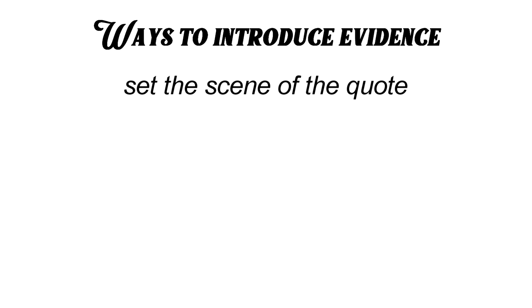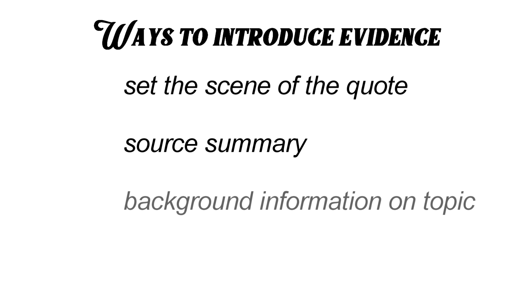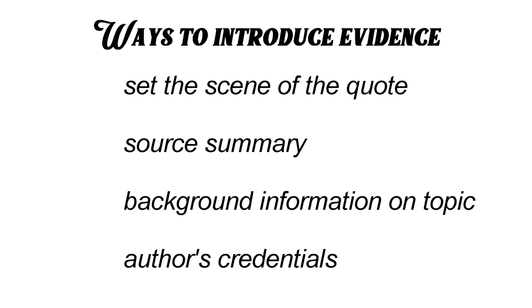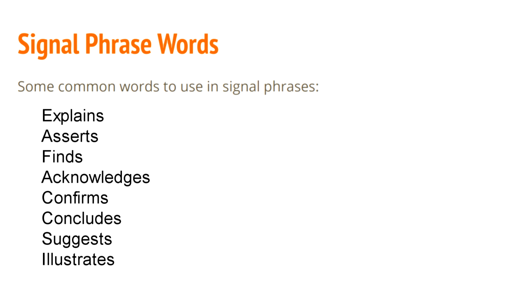Provide context in which a quote appears and explain how the quote ties into your point by providing a summary of your source or including background information that highlights the source's credibility, like the author's credentials or the relevancy of the source to your topic. Signal phrases help the reader move from your words to the words of the source seamlessly. Some words used in signal phrases are explains, asserts, finds, acknowledges, confirms, concludes, suggests, and illustrates.